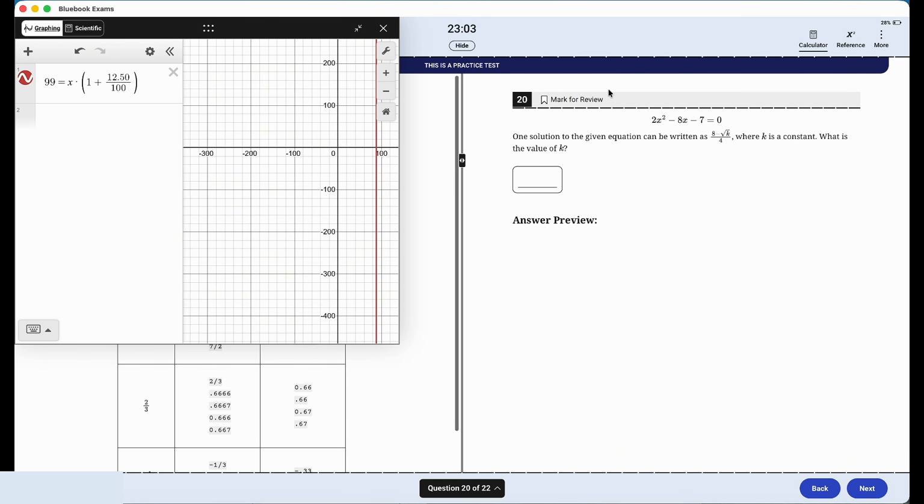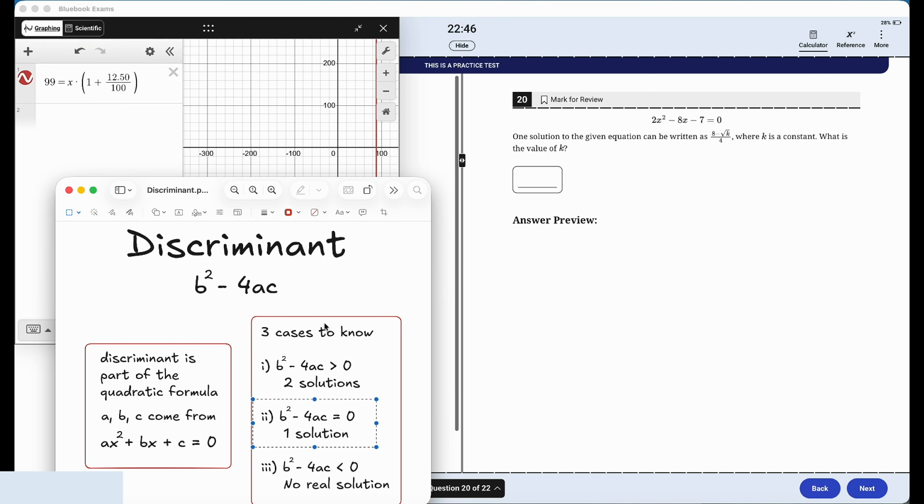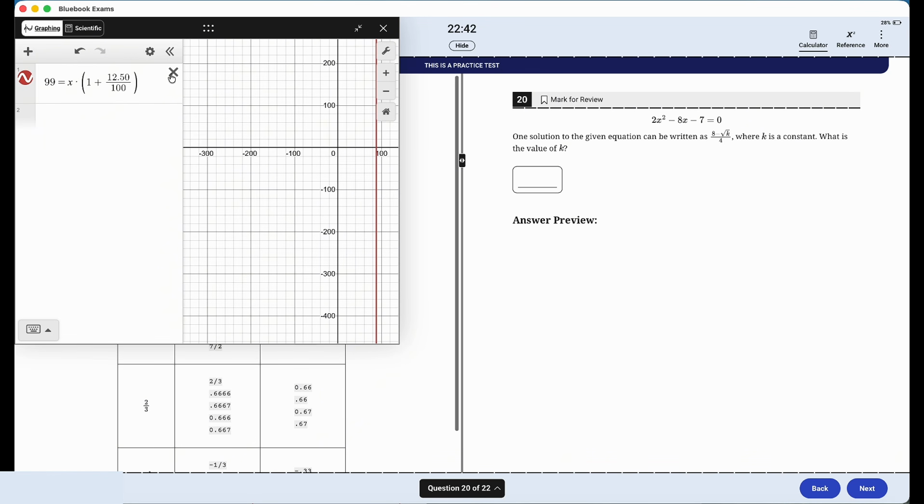Next up, we saw this, I think, on the very last video. It's a quadratic equation. One solution can be written as this. This is your quadratic formula. Hopefully you recognize that because it's negative b plus or minus the square root, all over 2 times a. The part under the root is the discriminant, b squared minus 4ac. So if you know that, that's the quickest way to solve it.